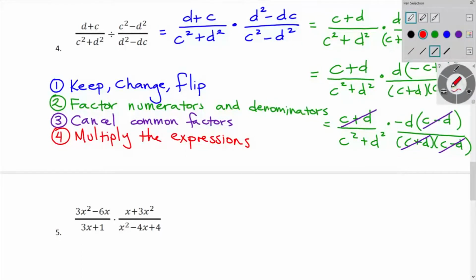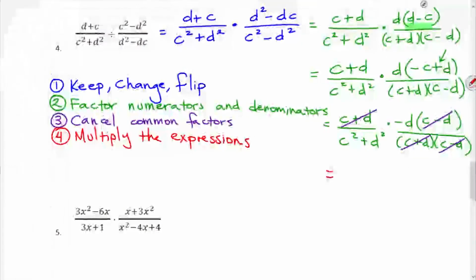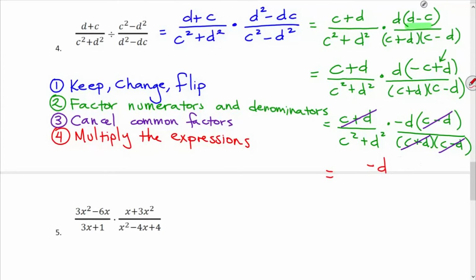And so now I'll multiply them together, and I'm left with a negative d in the numerator and c squared plus d squared in the denominator. And that is dividing these rational expressions.